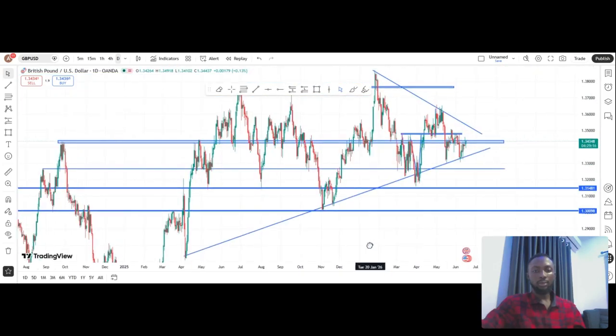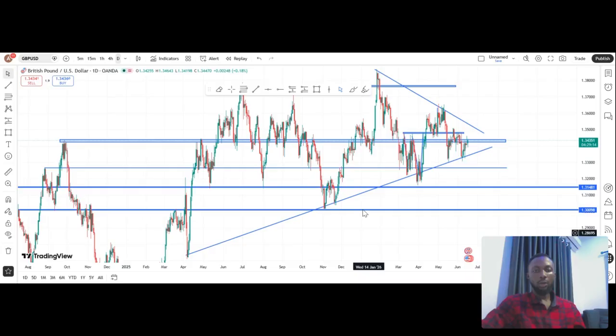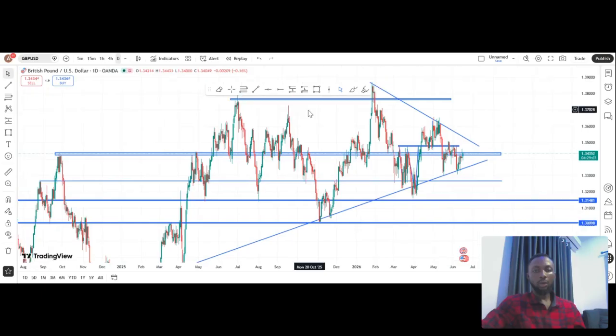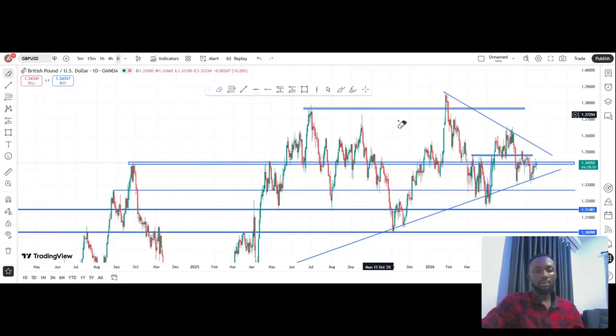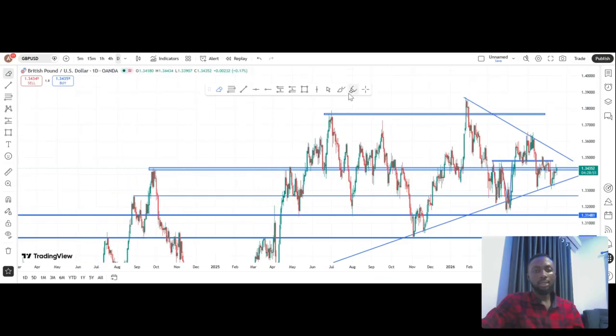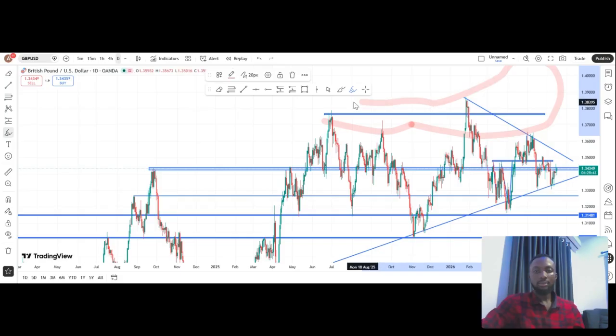So looking at it from here, the market is in an uptrend, but it is behaving like it is consolidating right now. That is why I drew my rectangle line over there.